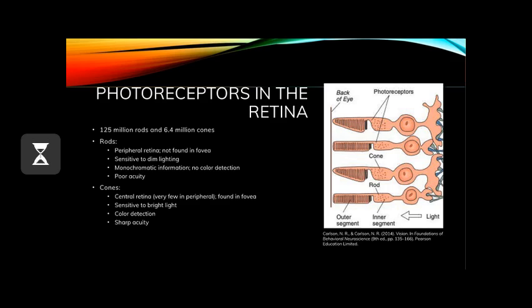Rods are located in the peripheral retina. They are not found in the fovea. They are sensitive to very low levels of light and provide monochromatic information. They have poor acuity.